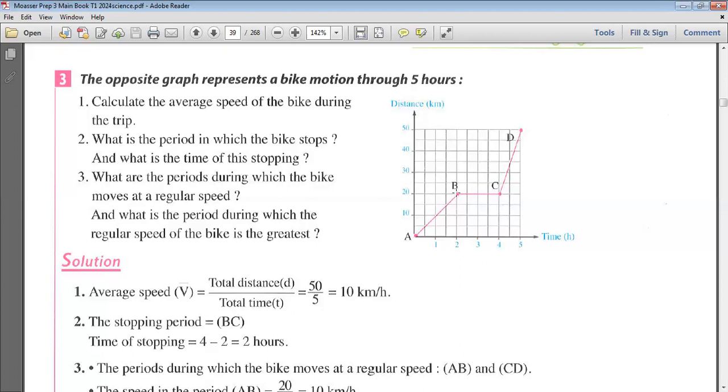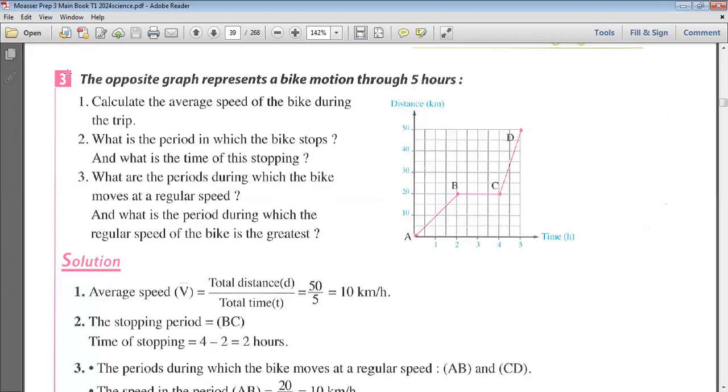Then the body stayed from B to C. The distance is constant, 20 kilometers from B to C. The distance is constant for 2 more hours. Then from C to D the body starts to move and the distance starts increasing in 1 hour.